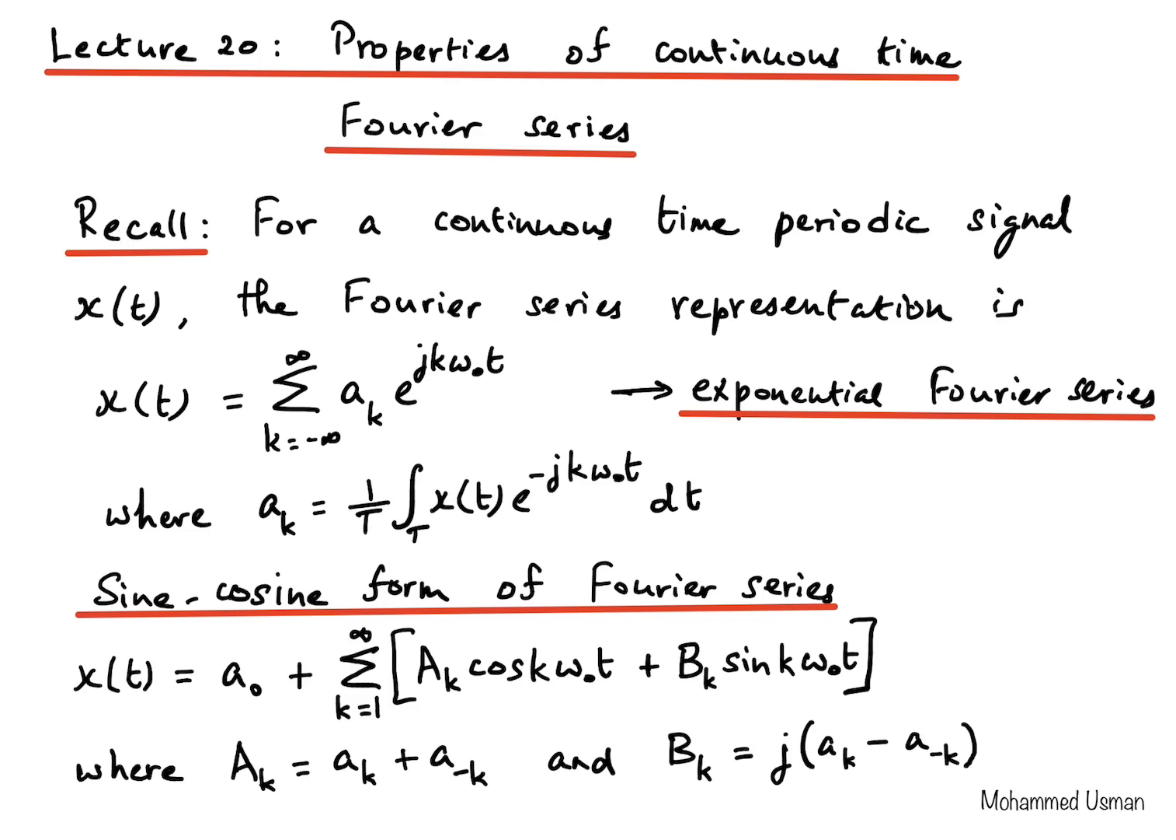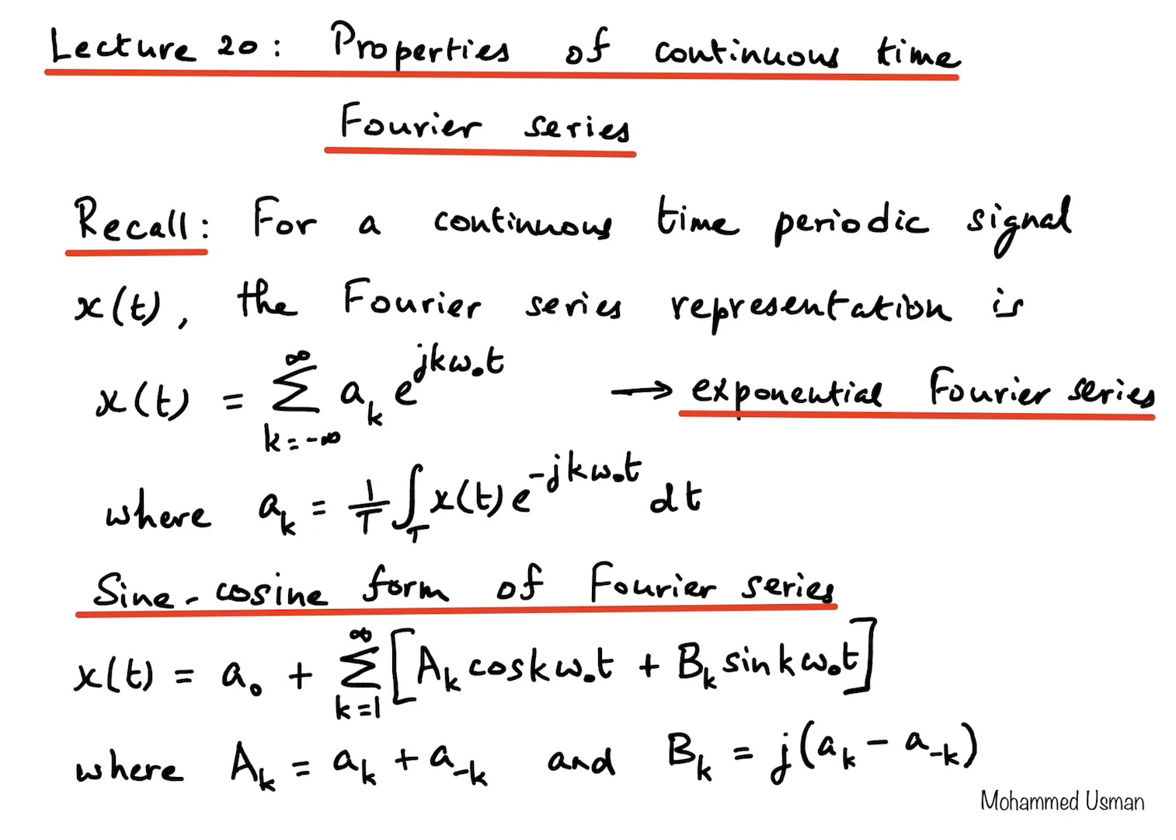We said that a continuous time periodic signal x of t can be represented in terms of the Fourier series as this infinite summation, x of t equals the sum of a_k e^(jk omega naught t), and this we call the exponential Fourier series. The parameters a_k are called the Fourier series coefficients, and those can be computed by this integral.